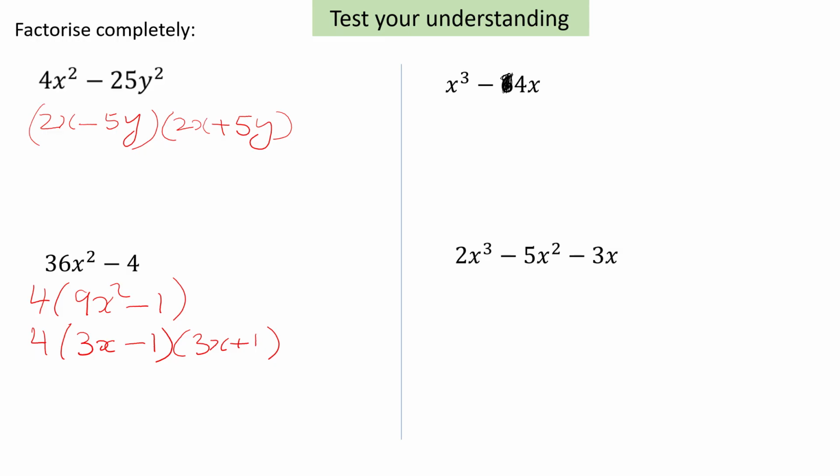x cubed minus 4x. Both terms, x is the common factor. So x, take out the x squared minus 4. Again, you can see inside the bracket x squared minus 4. So you can factorize again. So (x plus 2)(x minus 2).